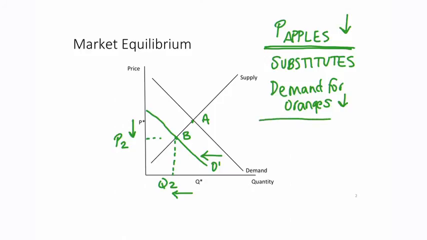So in response to the fall in the price of apples, the price of oranges is going to decrease, and the quantity of oranges available is also going to decrease. So with these two examples, you're able to understand the dynamics of what happens in the supply and demand model when we have either a shift in supply or a shift in demand.